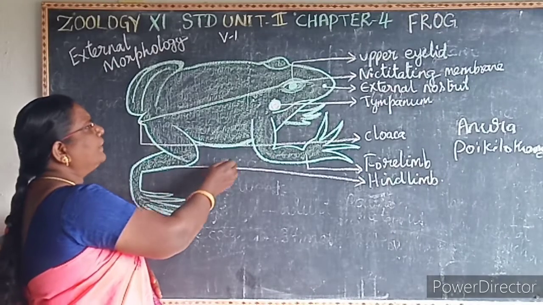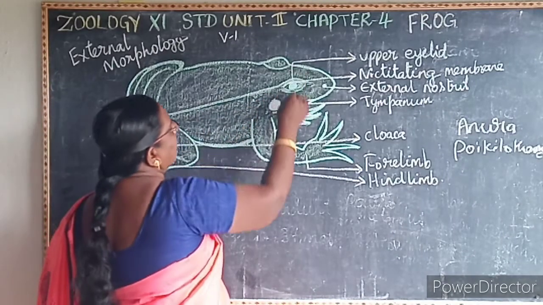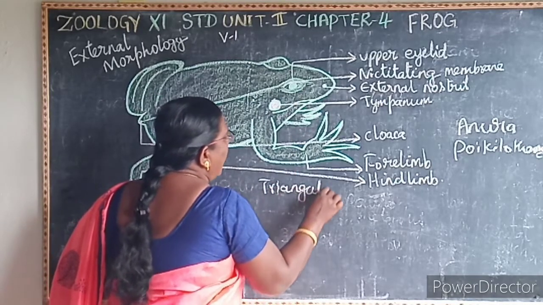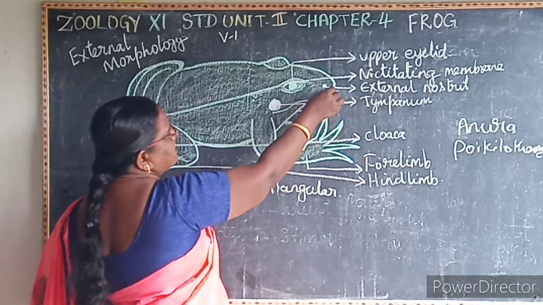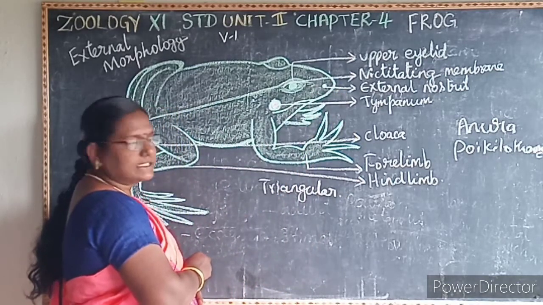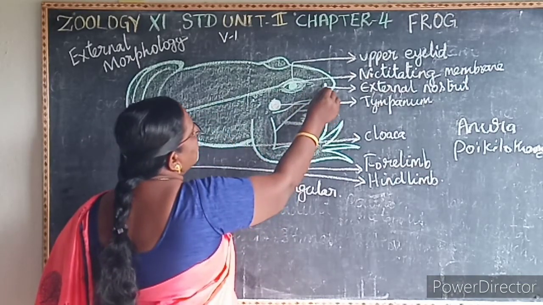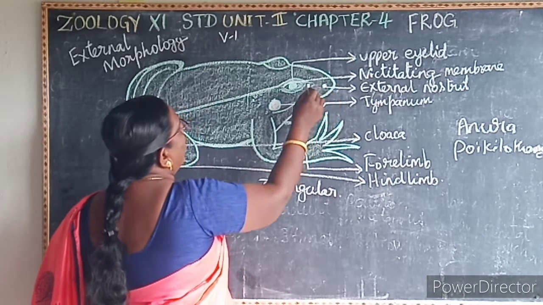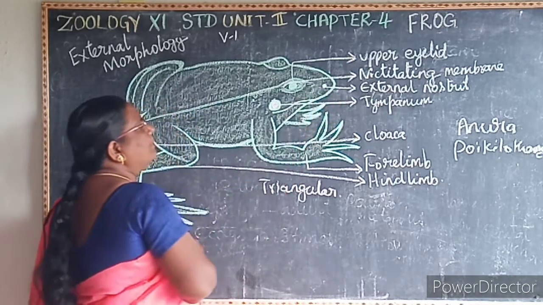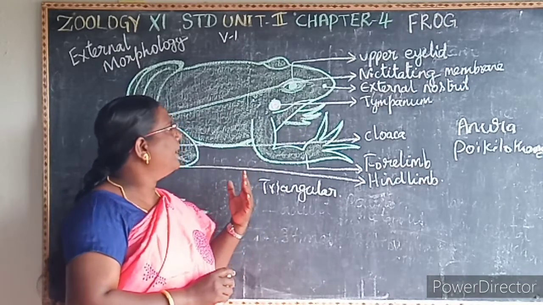Then the body is divided into head and trunk. Here, see the head. The head is triangular in nature, and it has an apex that forms a snout. The head bears nostrils, and behind the nostrils a mouth is present. The mouth is large and it can open widely.